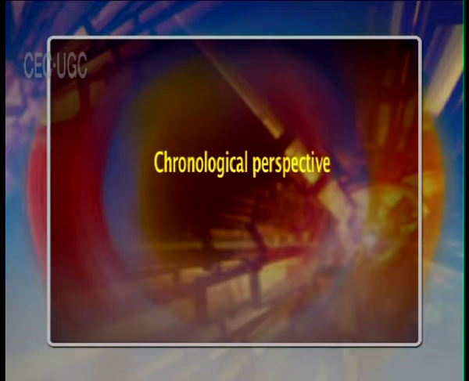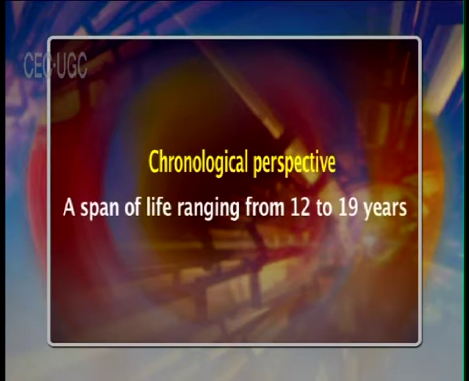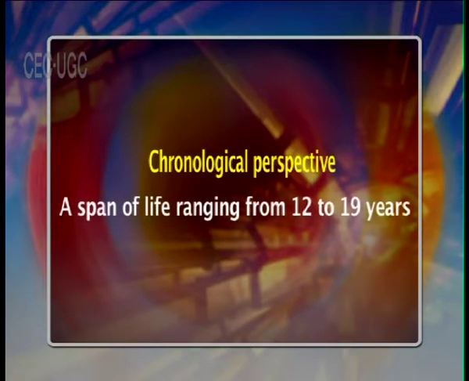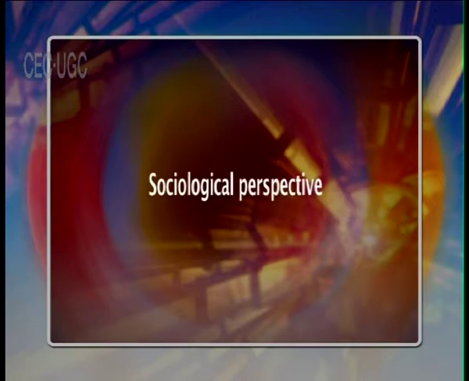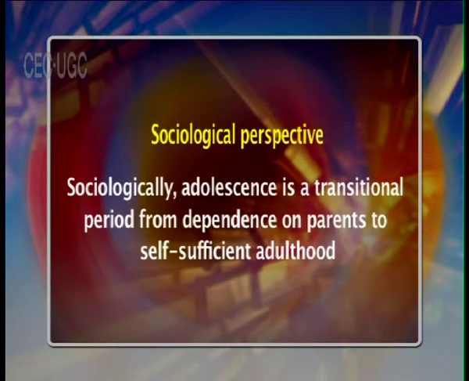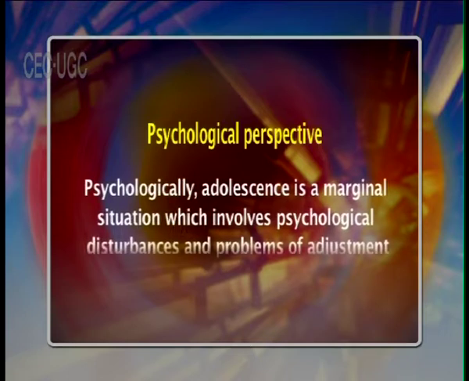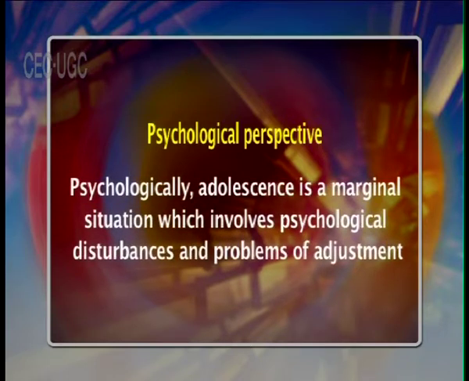Third, chronological perspective. Chronologically, this is a span of life ranging from 12 to 19 years with individual and cultural differences. Fourth, sociological perspective. Sociologically, adolescence is a transitional period from dependence on parents to self-sufficient adulthood. Fifth, psychological perspective. Psychologically, adolescence is a marginal situation which involves psychological disturbances and problems of adjustment. It differentiates childhood behavior from adulthood behavior.